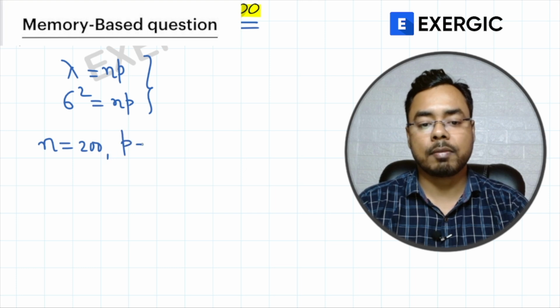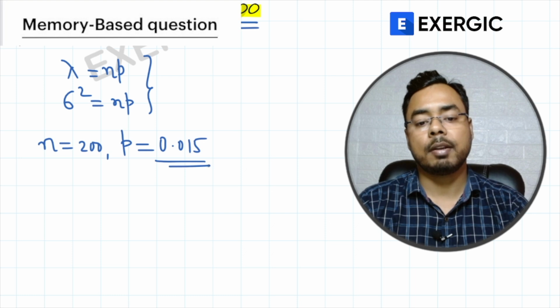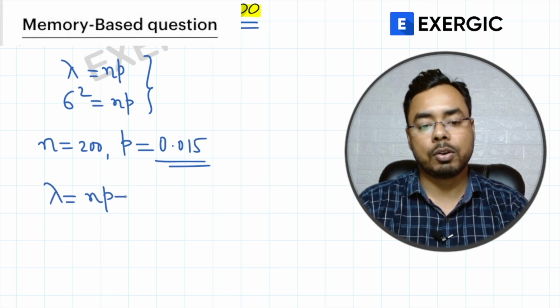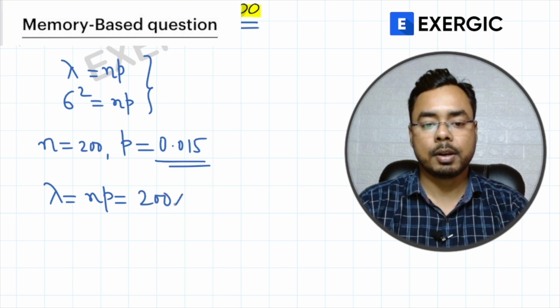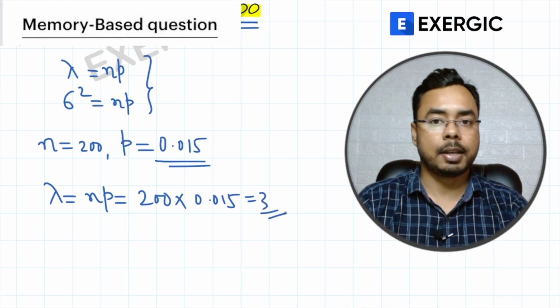And P is the probability of getting a defective piece, and its probability is 0.015, right? So the value of lambda will be nothing but n into P. N is 200, P is 0.015. So this number will be 3, right?